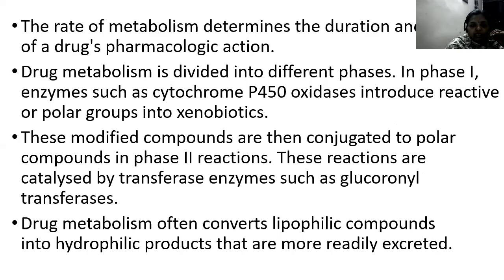So drug metabolism can be divided into different phases, like phase 1 and phase 2. In phase 1, again, there are different metabolic reactions like oxidation, reduction, hydrolysis, etc. There are various enzymes involved in drug metabolism. In oxidation, cytochrome P450 is the enzyme which is involved in the metabolism of the drugs. These modified compounds, that is the drugs which undergo phase 1 metabolism, are conjugated to polar compounds in phase 2 reactions.